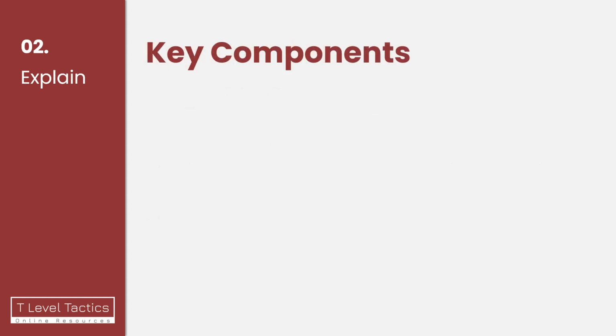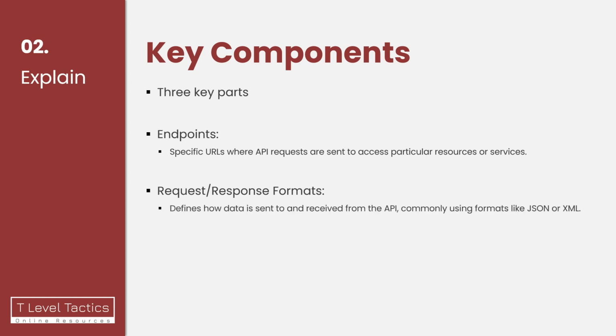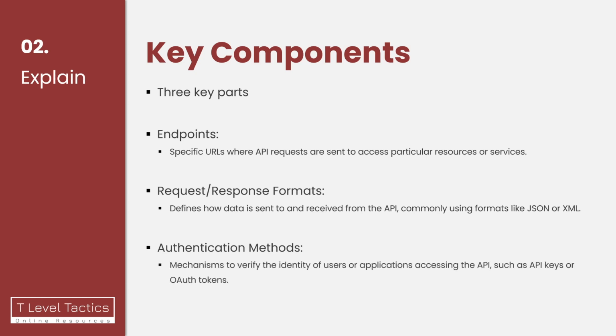There are three key components to an API. Endpoints, which will be specific URLs where API requests are sent to access particular resources or services. The request or response format, which defines how data is sent to and received from the API, using common formats like JSON or XML that we've looked at previously. And the authentication method, which will be the mechanism to verify the identity of users or applications accessing the API, such as API keys or OAuth tokens.